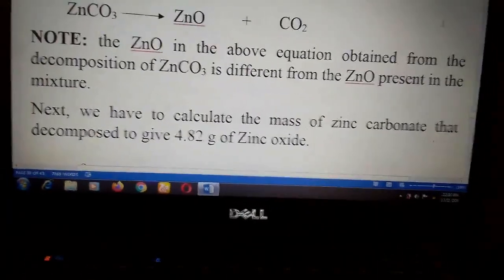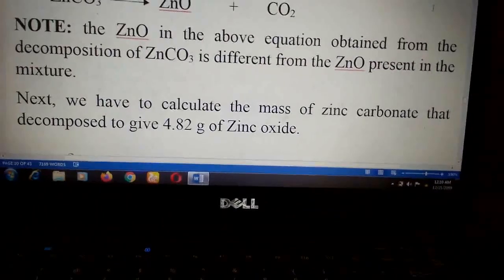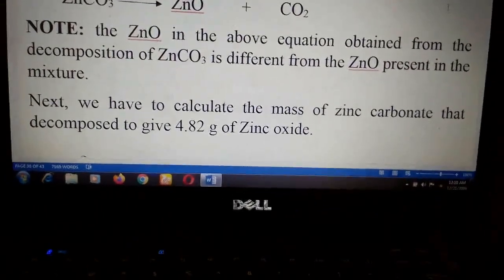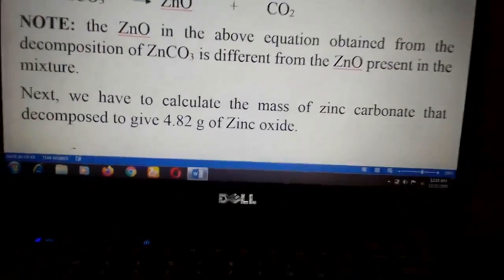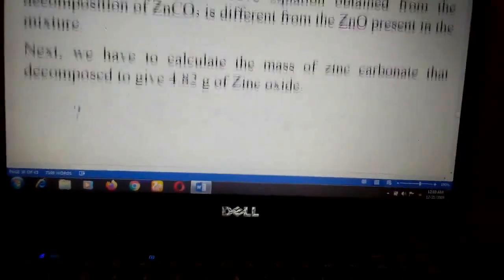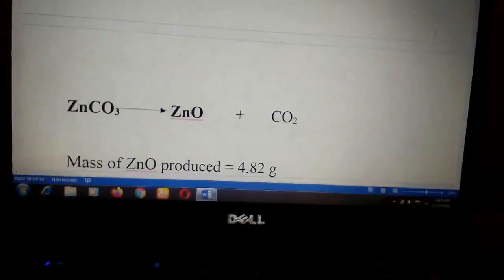So next, we have to calculate the mass of zinc carbonate that decomposed to give us the 4.82 grams of zinc oxide. So how do we do that? We now go to the equation.